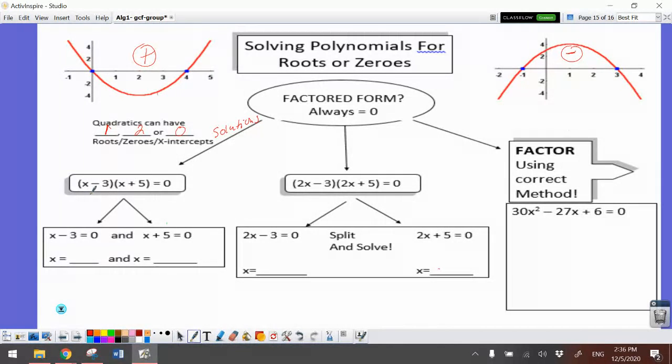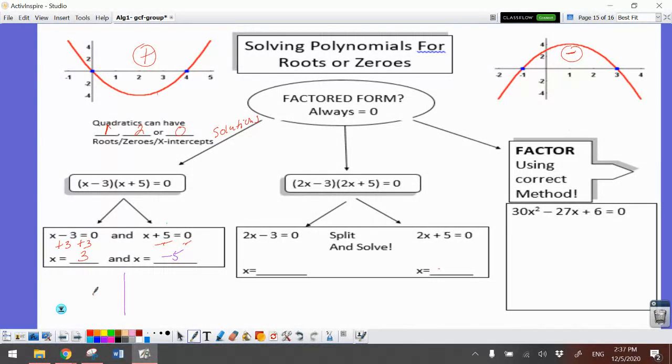So what has to happen, if you remember, is we have to start in factored form. So, for example, let's start over here. X minus 3, x plus 5. That is factored form. There are two binomials. It's ready to solve. So I'm going to split it into two equations, set them equal to 0. X minus 3 equals 0. So adding 3, I see x is 3. Moving 5, I see that x is equal to -5.